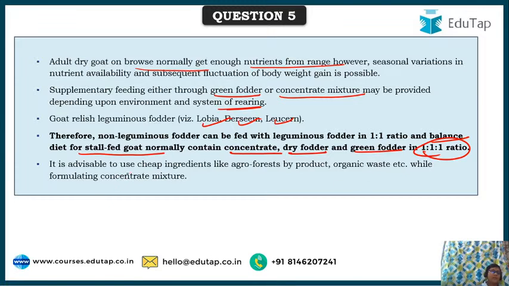So here again, to make the cost of rearing those goats lesser, it is advisable for the farmers to use cheap ingredients like agroforest byproducts, organic waste, etc., while formulating the concentrate mixture. So along with the concentrate mixture, the farmer can give the agroforest byproducts, etc., rather than directly buying and feeding the goats, so as to reduce the cost of rearing the goats. So this one was on goats.